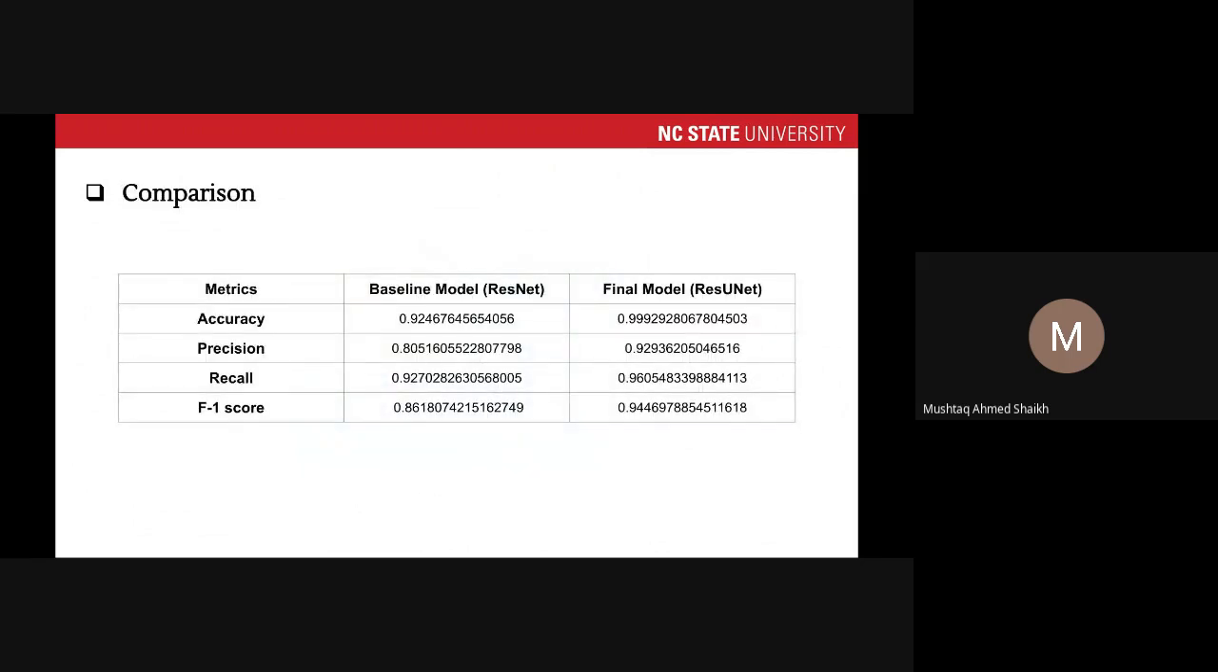This is the comparison of our baseline and the final model, and we can see that all the four metrics, that is accuracy, precision, recall, and F1 score, have significantly increased in the final model, that is ResUnit, when compared to the baseline model, that is ResNet.